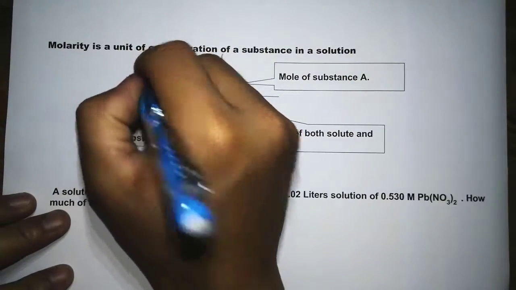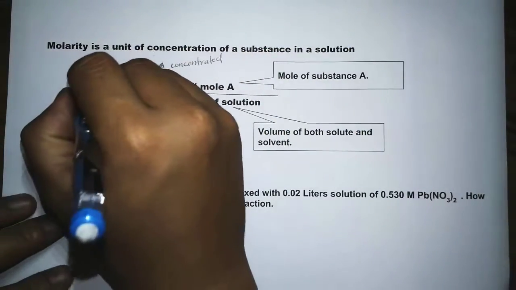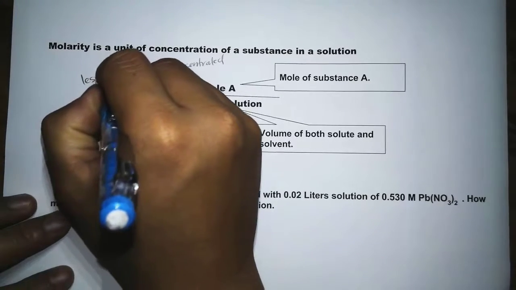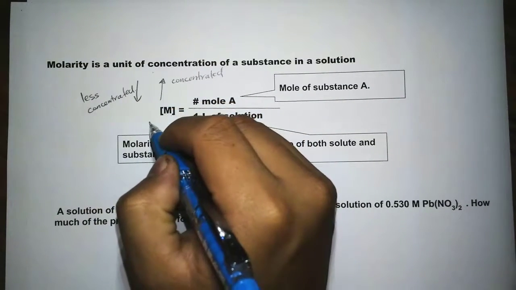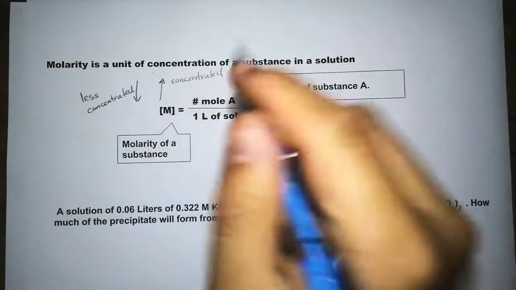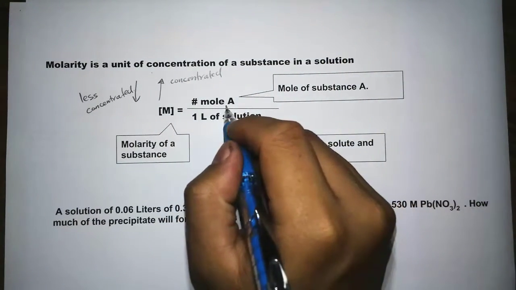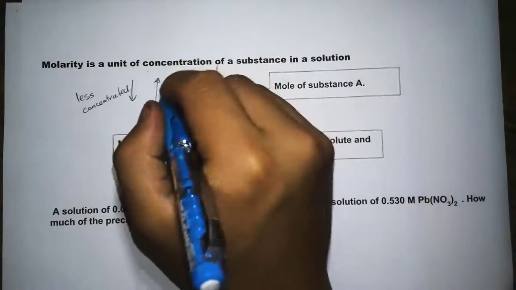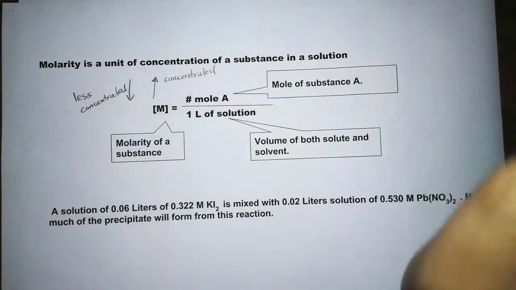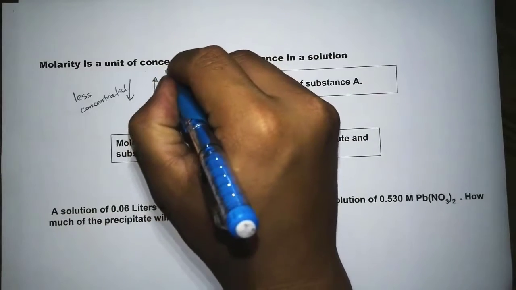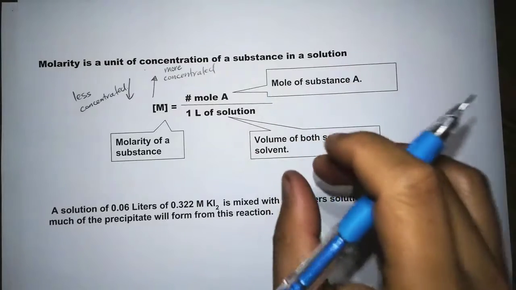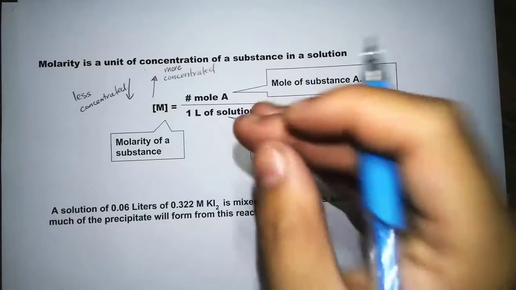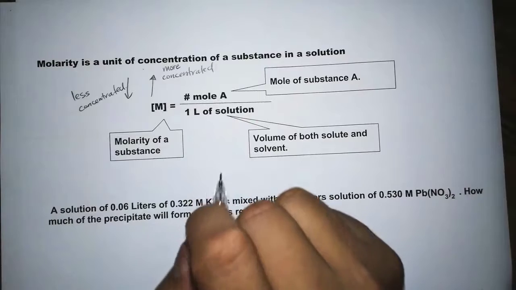When the molarity is high, you have a concentrated solution. When the molarity is low, you will have a less concentrated solution. So, a smaller number of molarity is less concentrated. That means you have fewer moles of that substance or less mass of that substance. When you have a very large molarity, it is more concentrated. That means you have more moles of that substance, or in terms of mass, you have more of that substance, but a very small amount of volume.